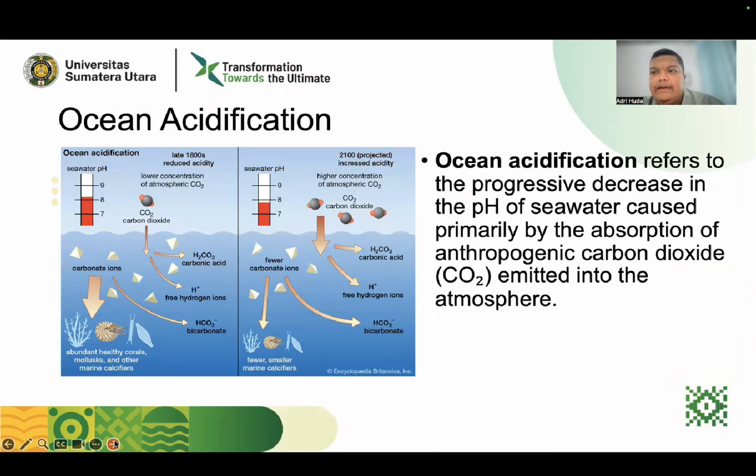This is the other terminology of ocean acidification, which is the progressive decrease in the pH of seawater, caused primarily by the absorption of anthropogenic carbon dioxide emitted into the atmosphere. Again, because the seawater has bicarbonate and carbonate ions, they interact with the carbon dioxide in the atmosphere, making more concentrated carbon dioxide in the seawater.